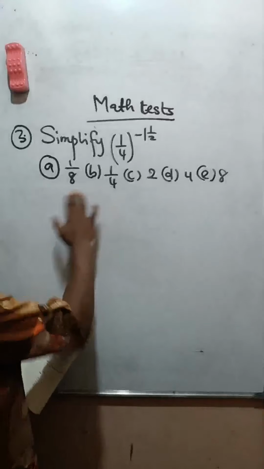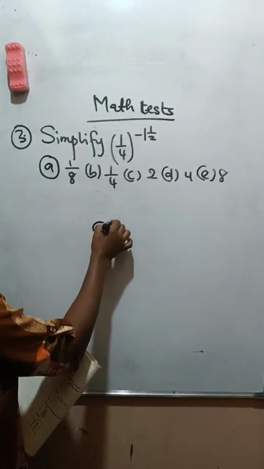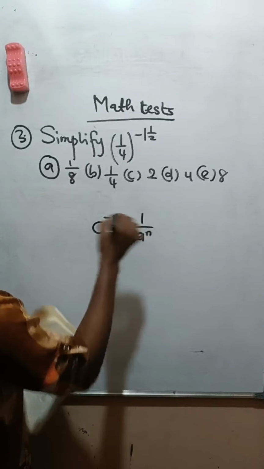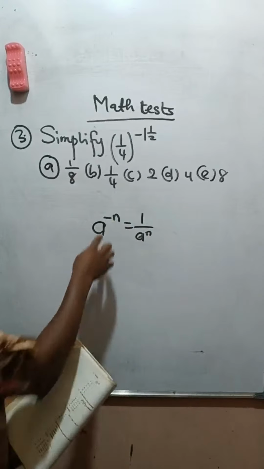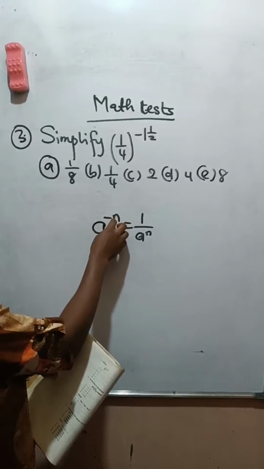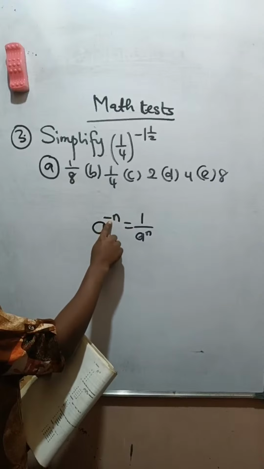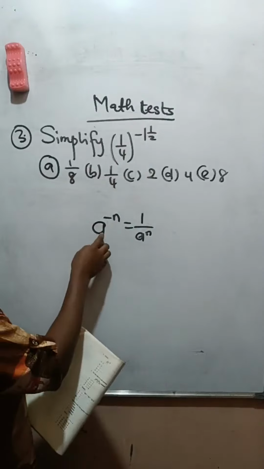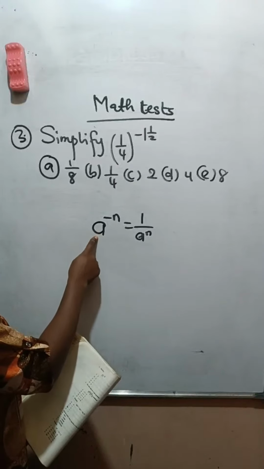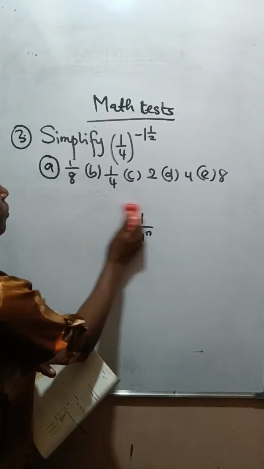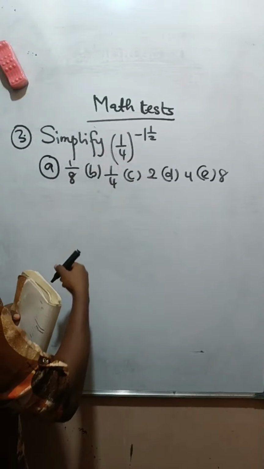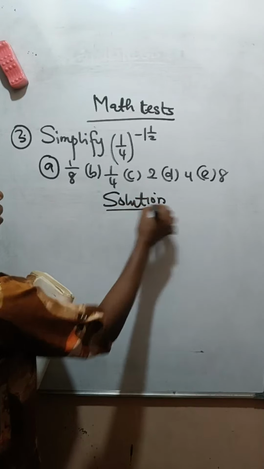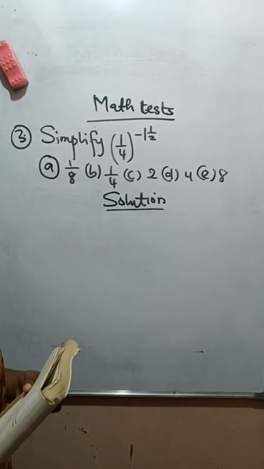Now, when you look at this question, first of all, remember that a to the power of negative n is the same thing as 1/a to the power of n. So that simply means that if we want to remove the negative sign on the power or index of any number, we need to take the inverse of the base to remove the negative power. So first of all, we need to find the inverse of 1/4.